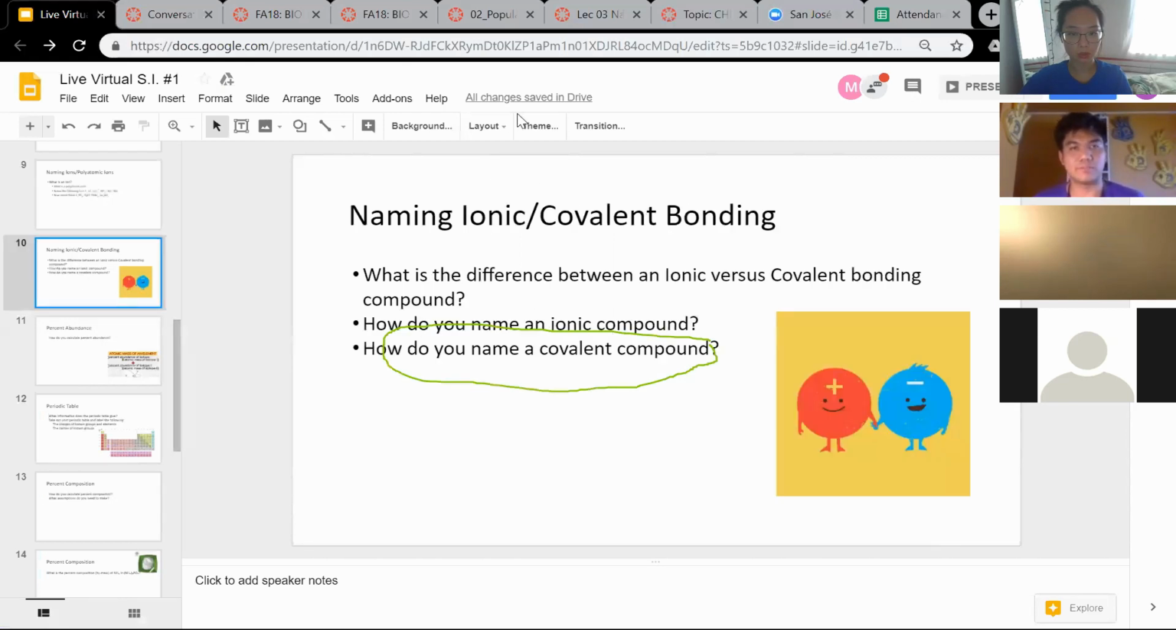Okay. So now we're moving on to naming ionic and covalent compounds. I want to know, what is the difference between an ionic versus a covalent compound? You have to think for yourself: how do you name an ionic compound, and how do you name a covalent compound?